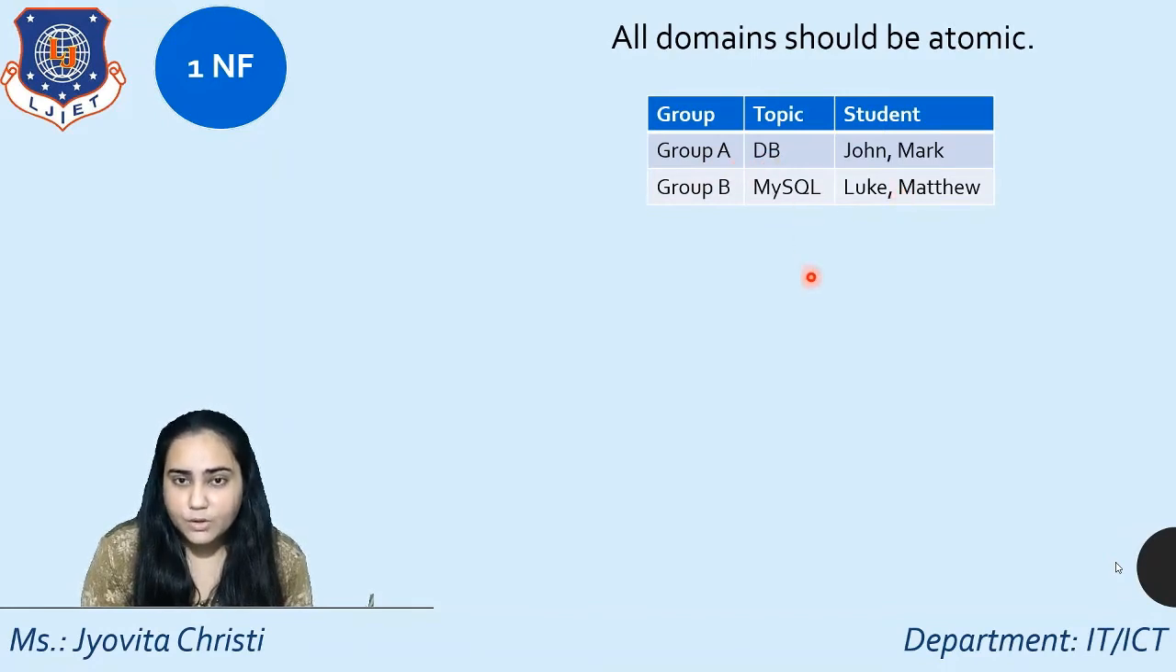Now here, the column student is an example of a non-atomic domain because, like I said, you cannot store two values in the same column just by putting a comma in between. Then your database is not in the first normal form, which is the first step of the normalization process. So in order to remedy this, we would have to do something like this.